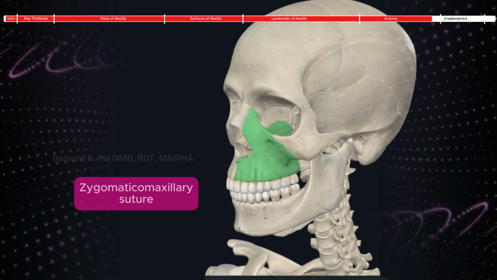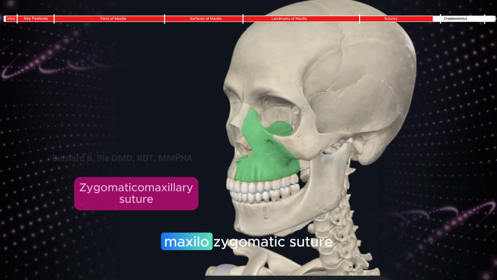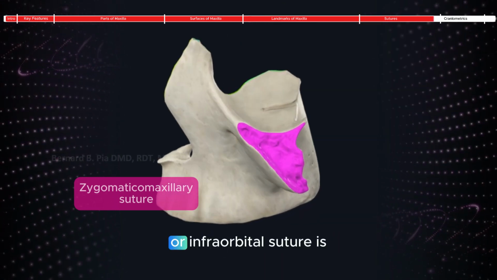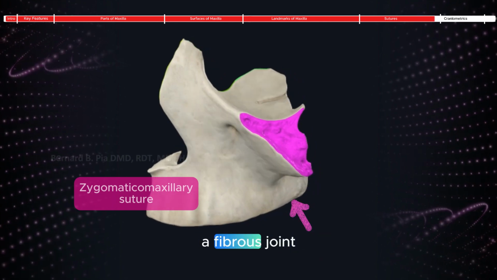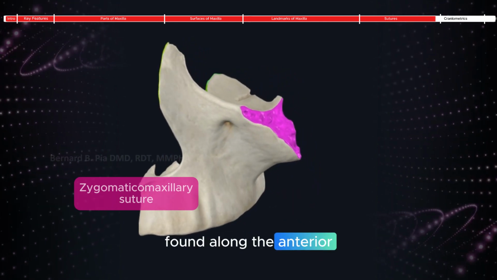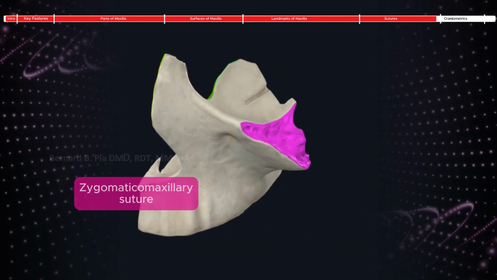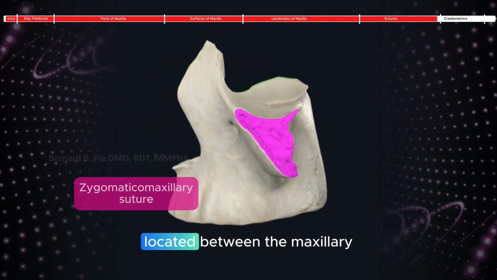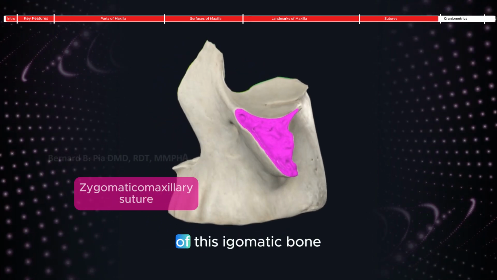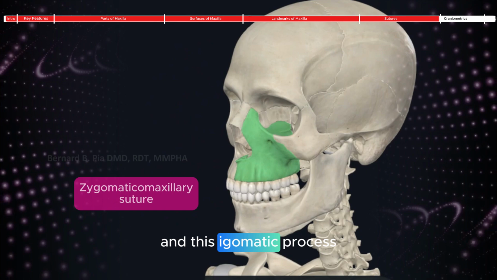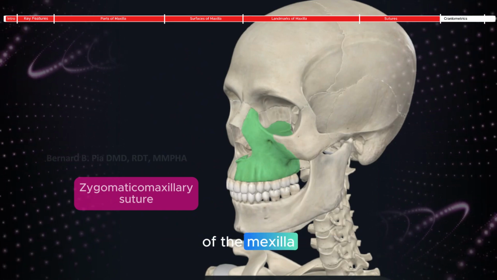9. The zygomaticomaxillary suture, maxillozygomatic suture, or infraorbital suture, is a fibrous joint found along the anterior aspect of the cranium. It is the articulation site located between the maxillary border of the zygomatic bone and the zygomatic process of the maxilla.